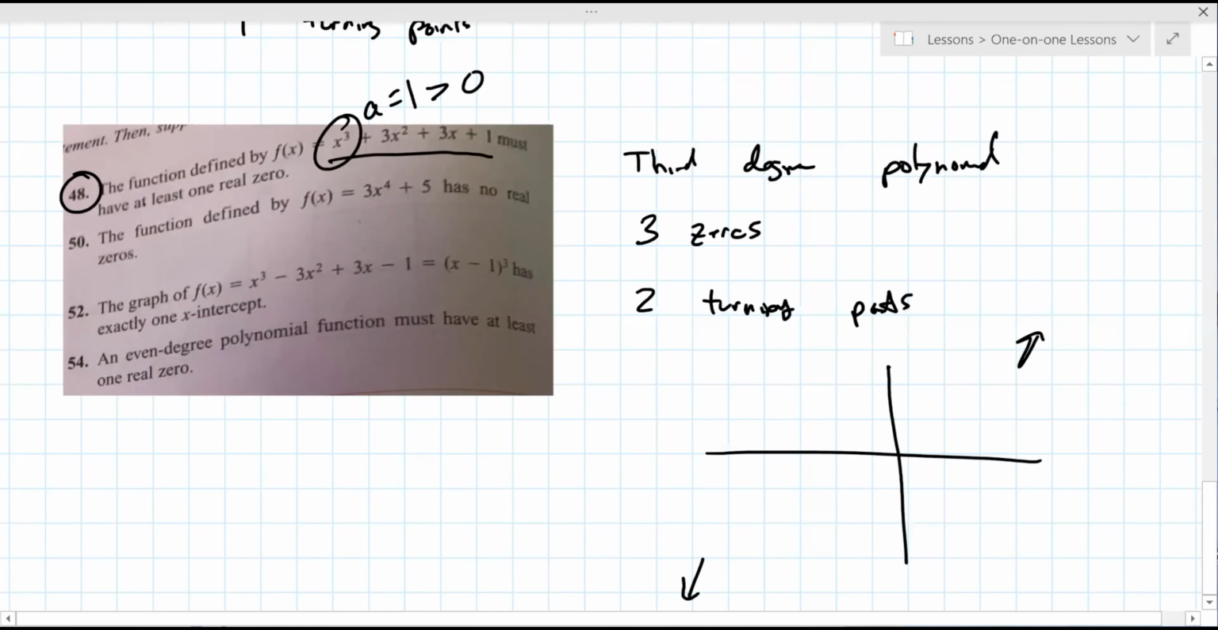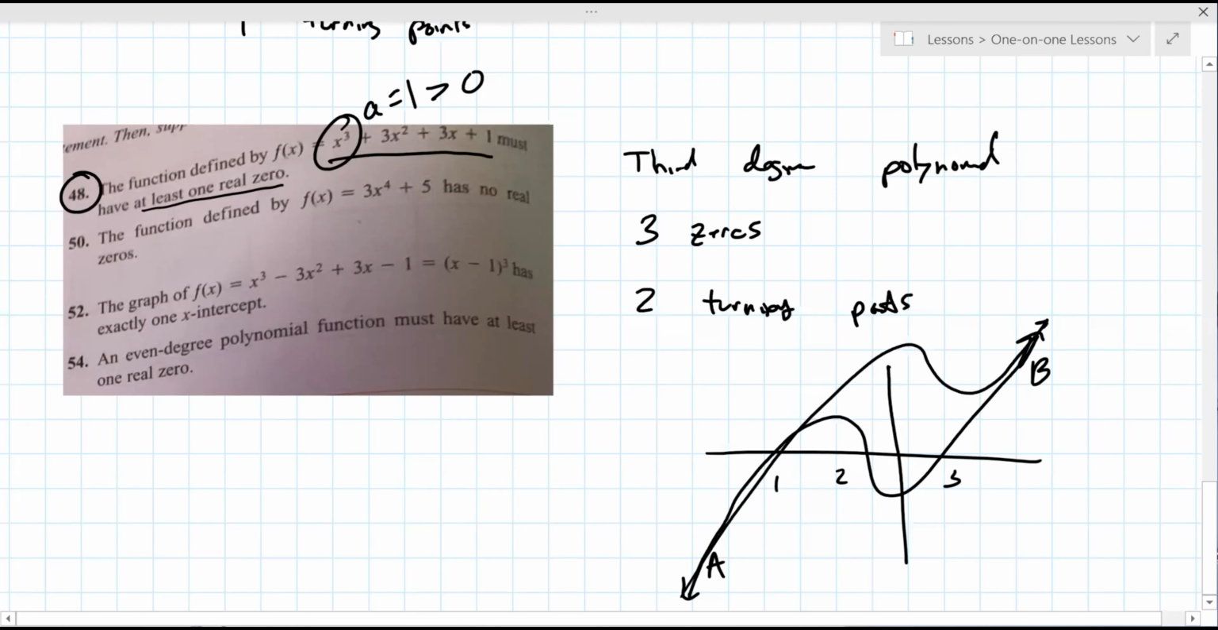So can you find a graph that goes from A to B that does not cross the x-axis? Is there a way to get from A to B and not cross the x-axis? That's impossible, right? So it must cross at least once. Now it could do this, and then it has 1, 2, 3 zeros, but it could also just come up and have just the 1 zero. And we don't really know, but we don't need to know.